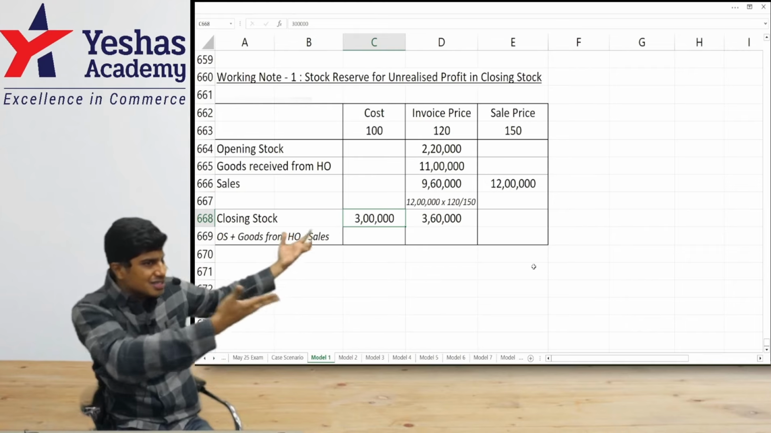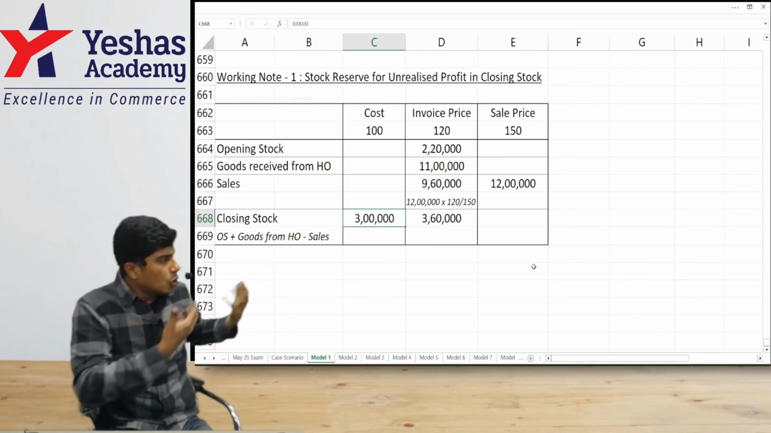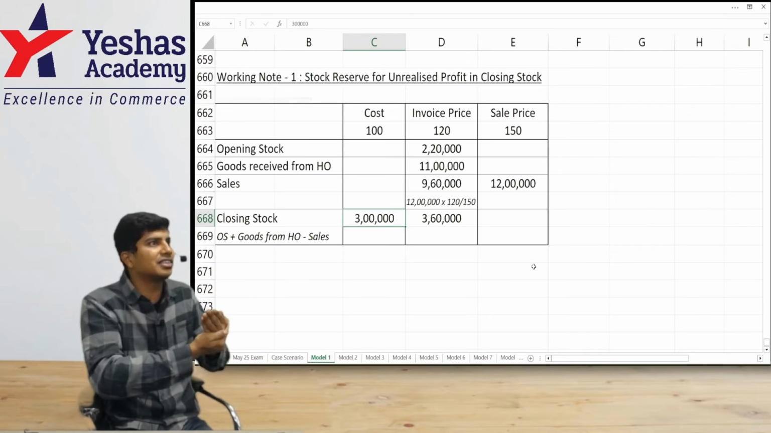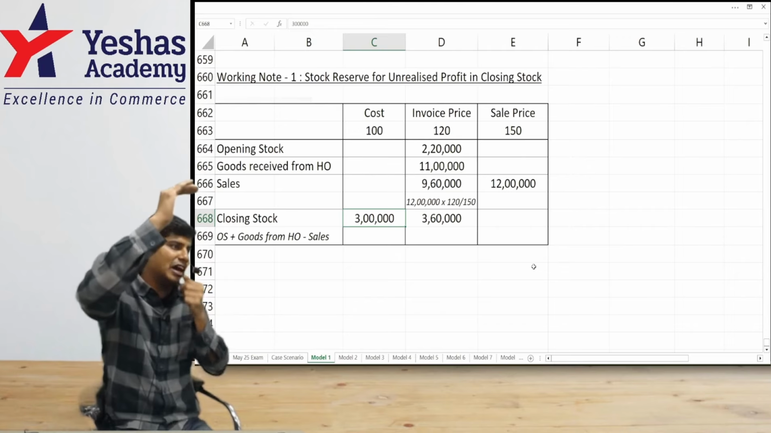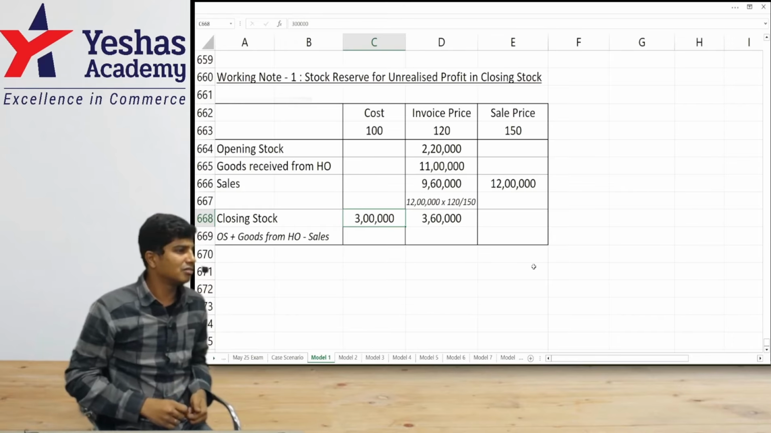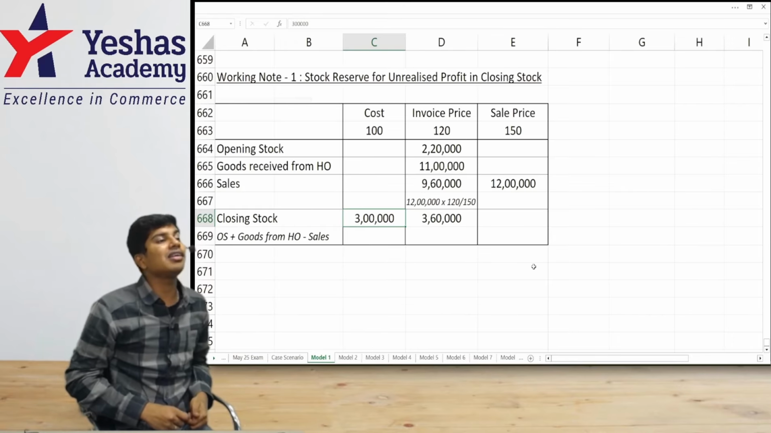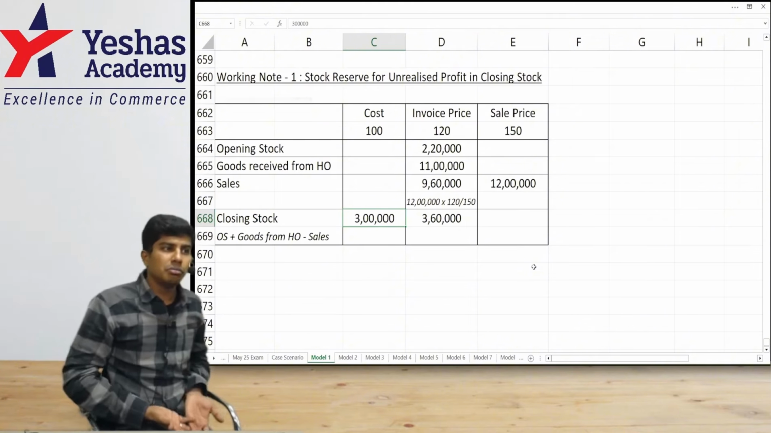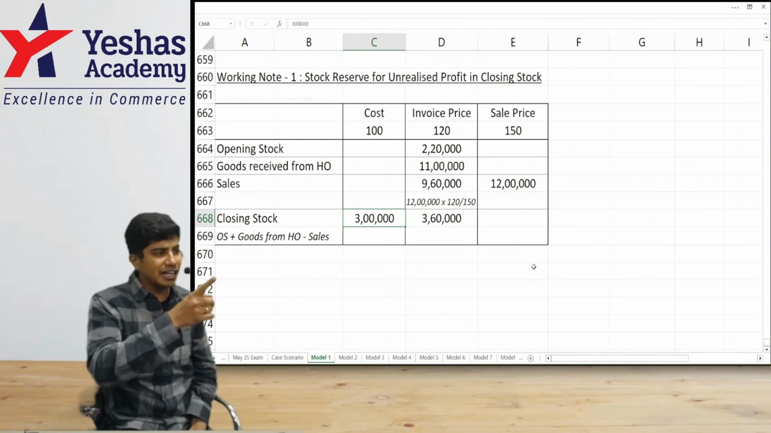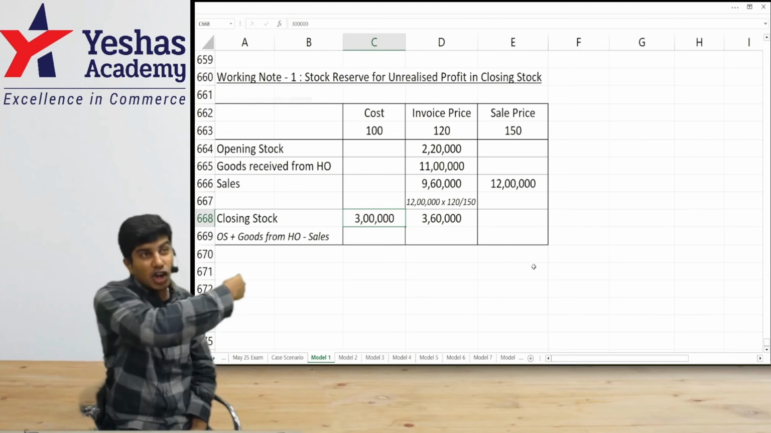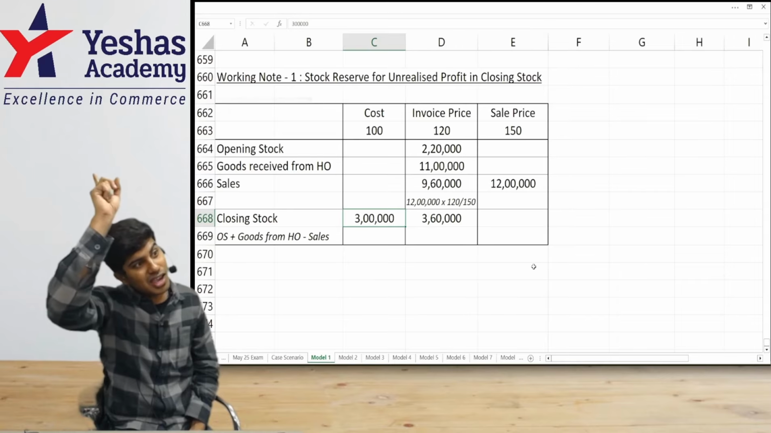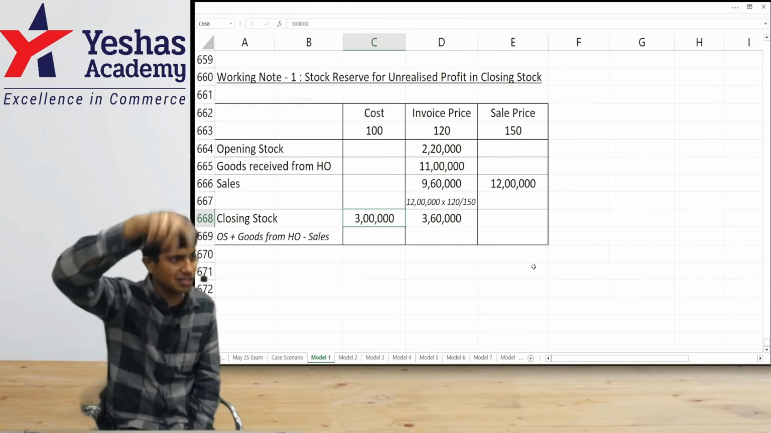Branch stock is held by head office only, no? Head office should include that stock in their books of accounts. When they include it at 3 lakh 60, they're increasing the value of the inventory by 60,000. Am I right? So it is called unrealized profit. Stock is not sold, ownership is not transferred, but the inventory value is increased. That is called unrealized profit. I need to create stock reserve for that. In whose books? Head office. Head office, not branch. Head office.